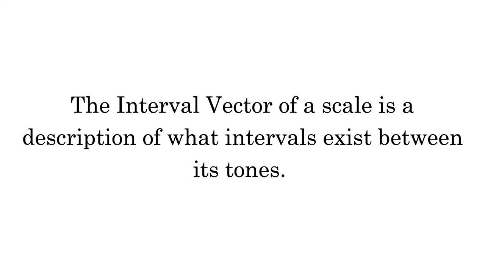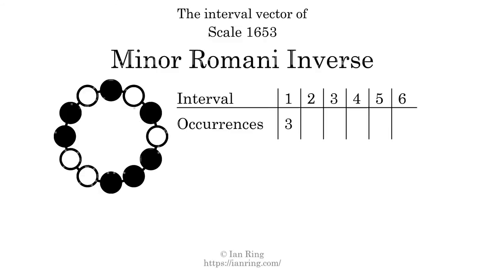The interval vector of a scale is a description of what intervals exist between its tones. There are three intervals with the size of one semitone. They are here, here, and here. There are four intervals with the size of two semitones. They are here, here, here, and here.